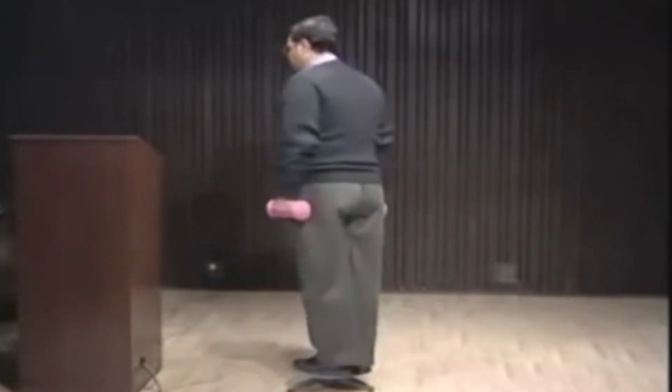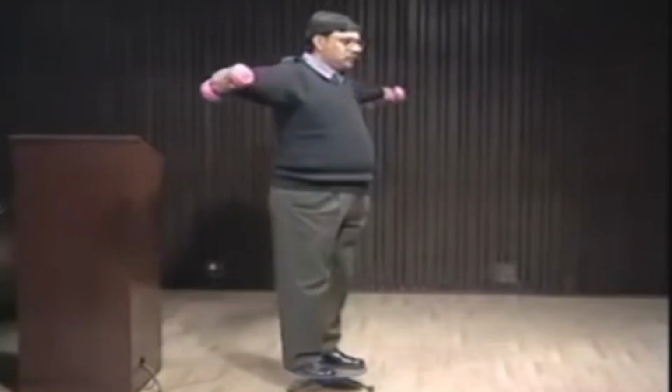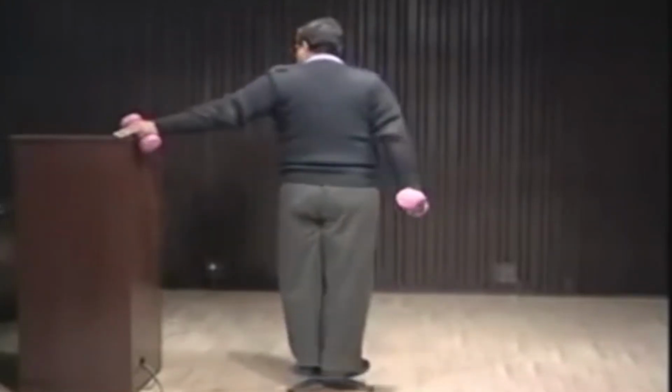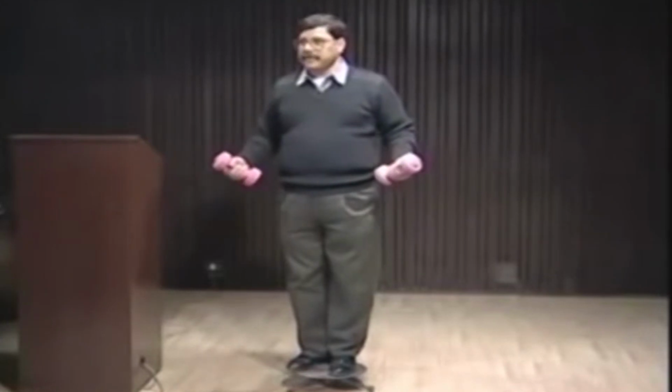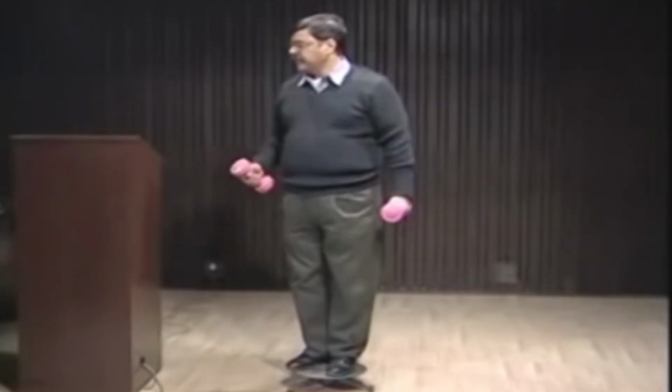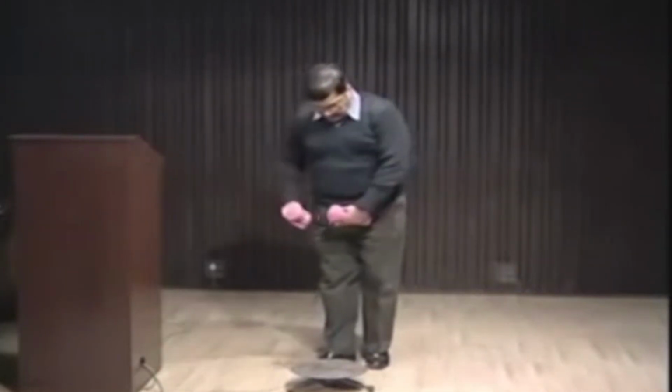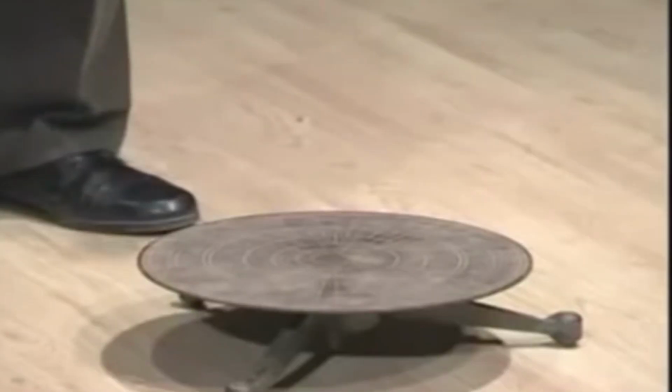So, let me rotate myself and I move out. You see, I have slowed down. As soon as I take them in, I move fast. I take them out, I slow down. I take them in, I move very fast. So, this is an effect of conservation of angular momentum. I will in a minute explain it again on the screen, but now let me show you the effect of changing the masses.